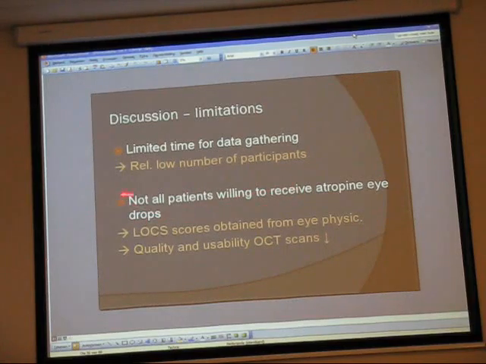And not all patients were willing to receive atropine eye drops, so their pupils weren't fully dilated, which caused us to get the log scores from the eye physician instead of our own researcher. And the quality and the usability of the OCT scan decrease because you're making an OCT scan through a pupil that's not really dilated.